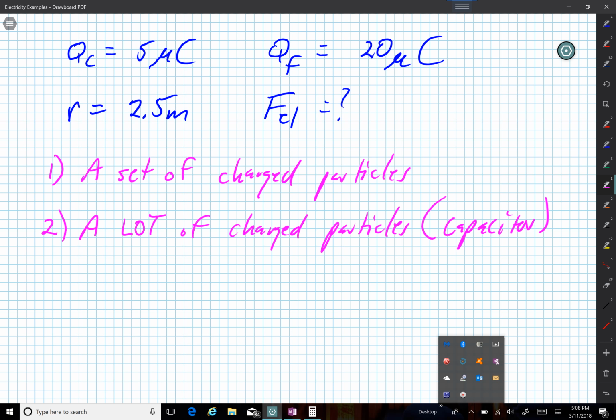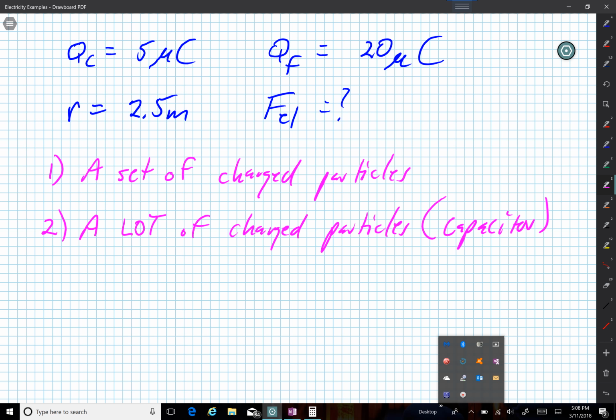In the first example I'm showing here, the set of charged particles, those are point charges. We can imagine that the QC and the QF are just 2 points in space, whereas if we have a lot of charged particles and they're put on a plate, well, now they can't be thought of as points in space because the charges are distributed across an entire plate, and we have to take that geometry into account. And so that kind of problem, we've limited our exposure to parallel plate capacitors. There are other geometries we could do, but we're not going to.